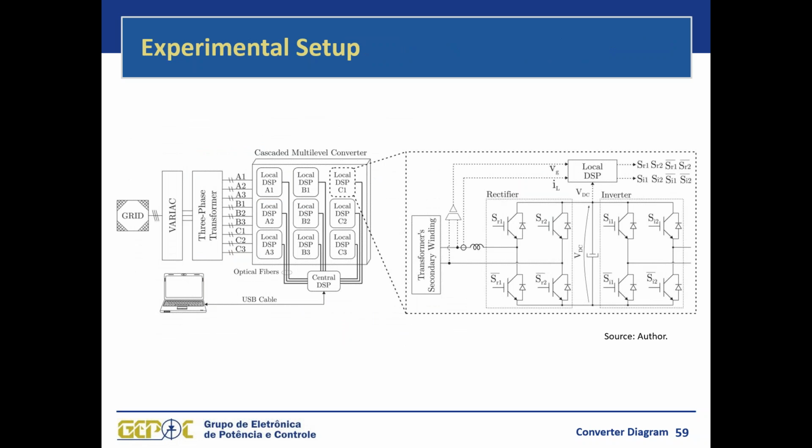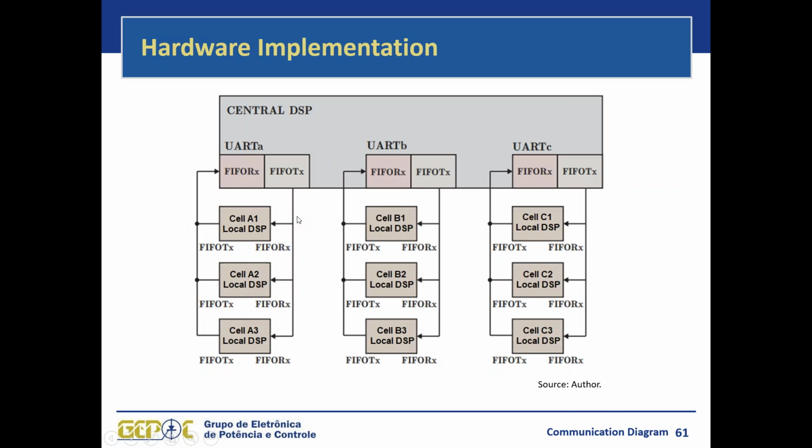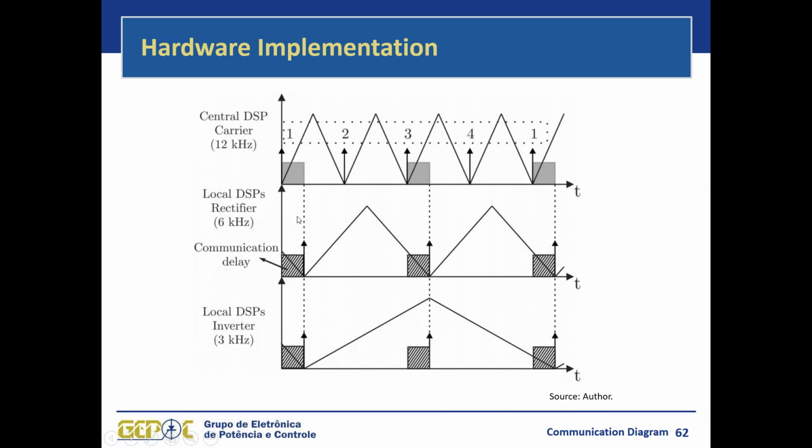So now we come to the experimental setup. We have here the three-phase CHB converter. Each one of the cells is composed of a back-to-back single-phase H-bridge. We have a figure of the experimental setup here, the complete converter with the 9 power cells and the central controller. And here is the figure of one of the power cells with the local controller. I will skip this one and also this, and move forward to the experimental results.